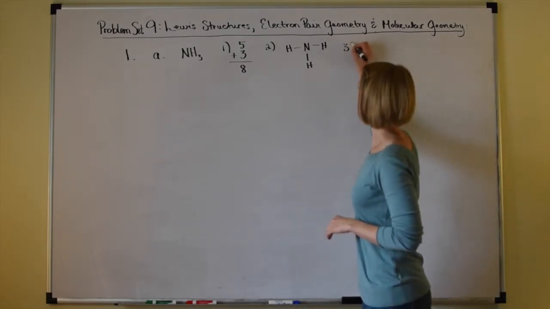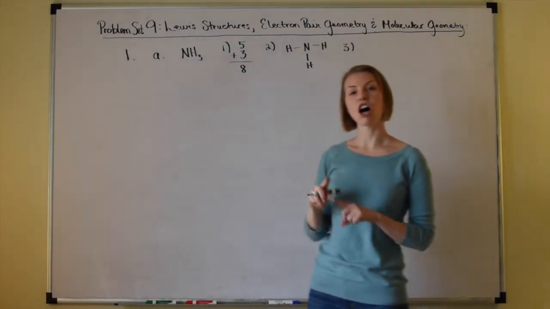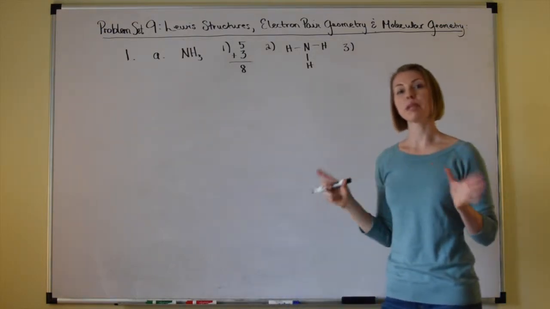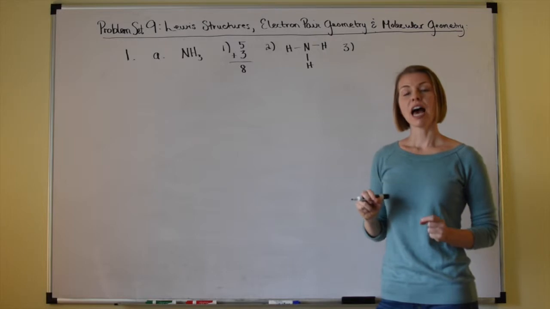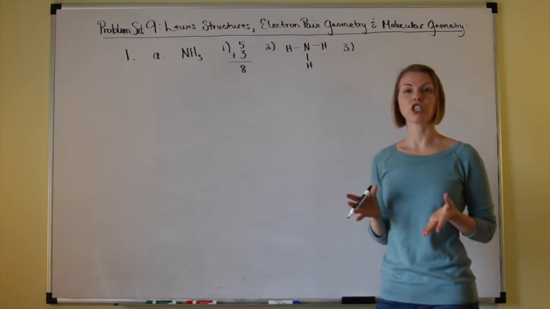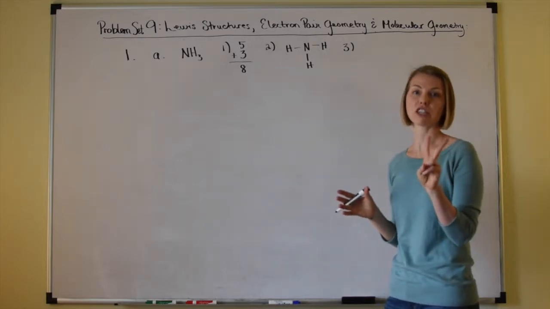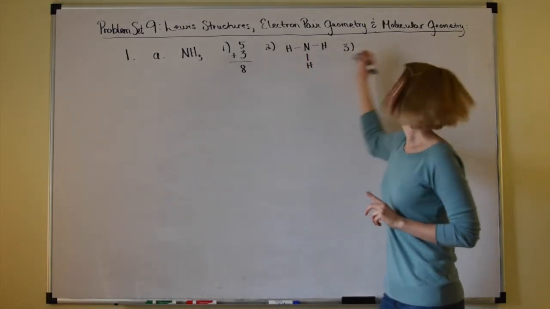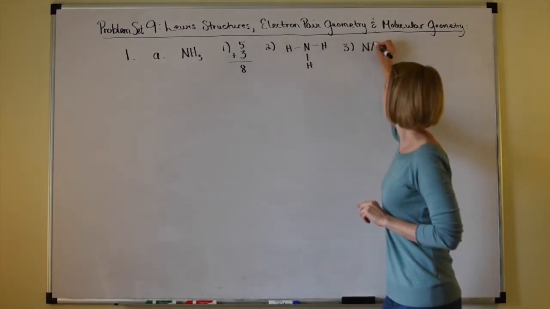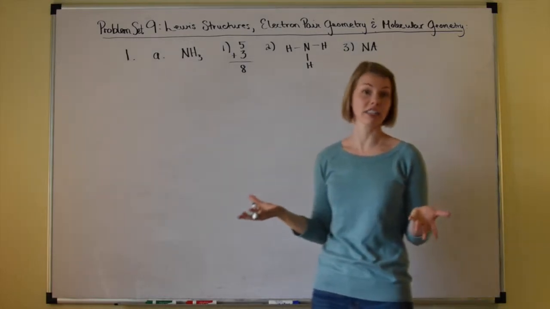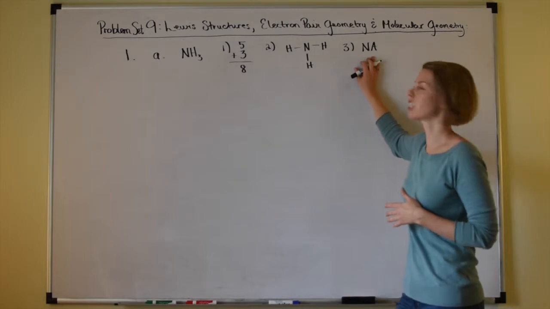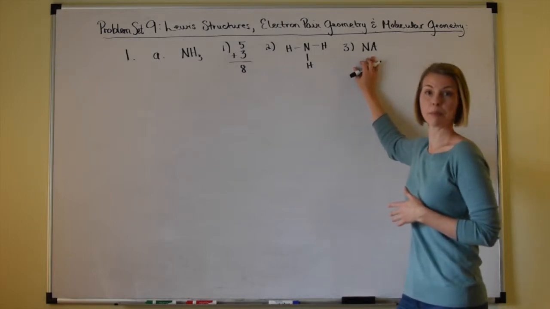Rule number 3, complete octet on the outer atoms, not the central atom. So that would be hydrogen. Well, hydrogen has achieved a full valence shell when it has just 2 electrons, and a single bond represents 2 electrons. So our hydrogens already have their full valence shell. So I'm going to write N/A. We're not going to change anything based on rule number 3.